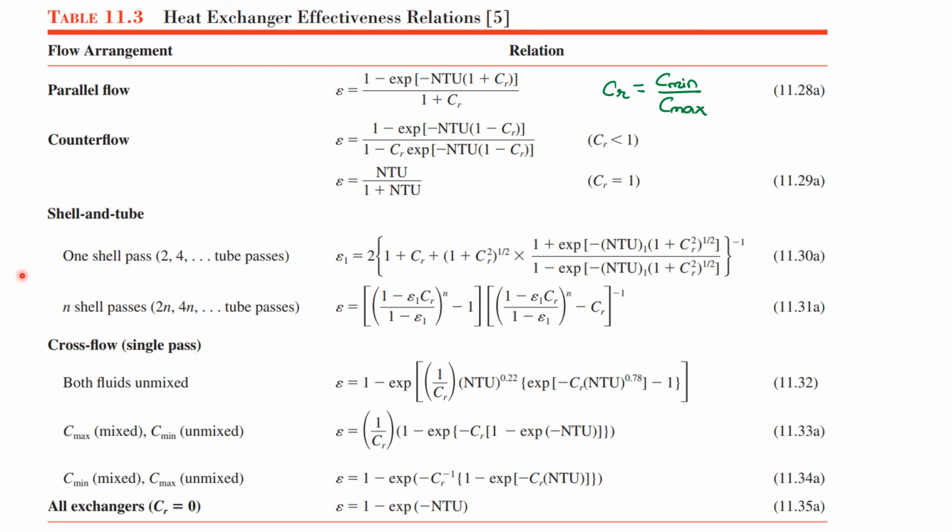So you see that it has a bunch of different relations for different types of heat exchangers. So you need to identify what the problem states and what type of heat exchanger is given in the problem. Then identify which of the two fluids has the smaller heat capacity rate, and then calculate the effectiveness through these relations right here. Okay, so this is how you approach or solve problems related to heat exchangers.